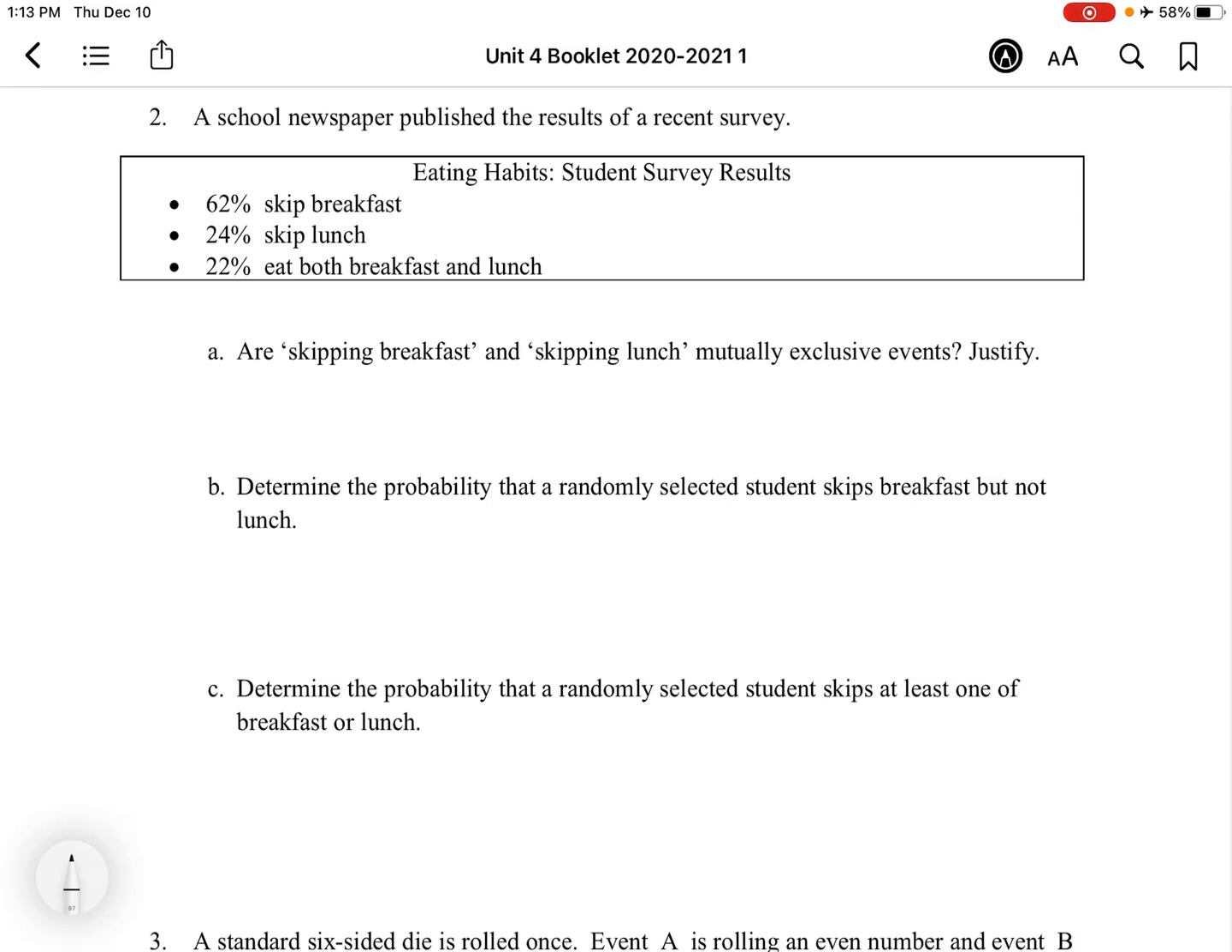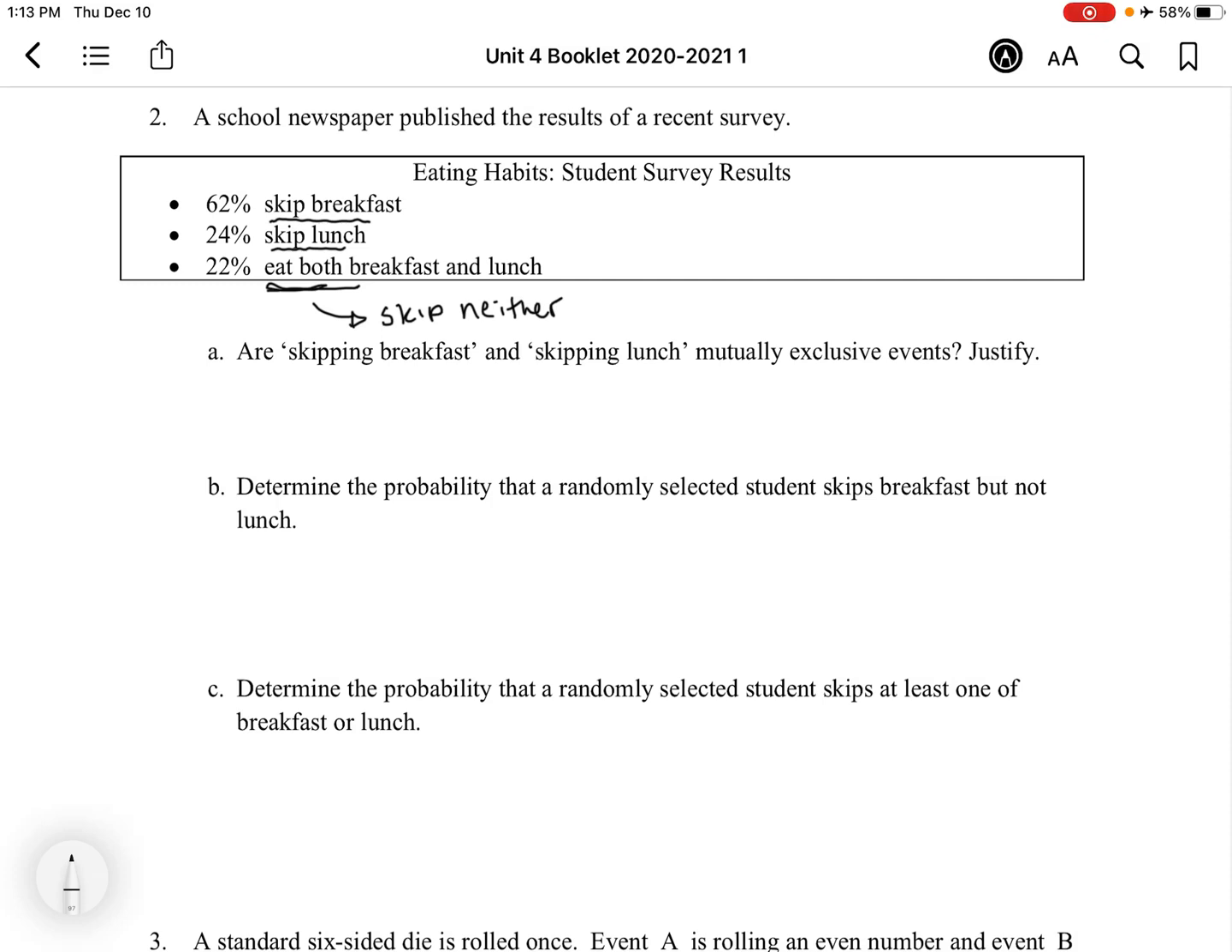If you think about it, well, what would go into our Venn diagram in terms of the subsets? One of them would be skip breakfast. One of them would be skip lunch. If you eat both, that's the same as skipping neither. If you eat both, you don't skip breakfast and you don't skip lunch. So this 22%, those are the people on the outside.